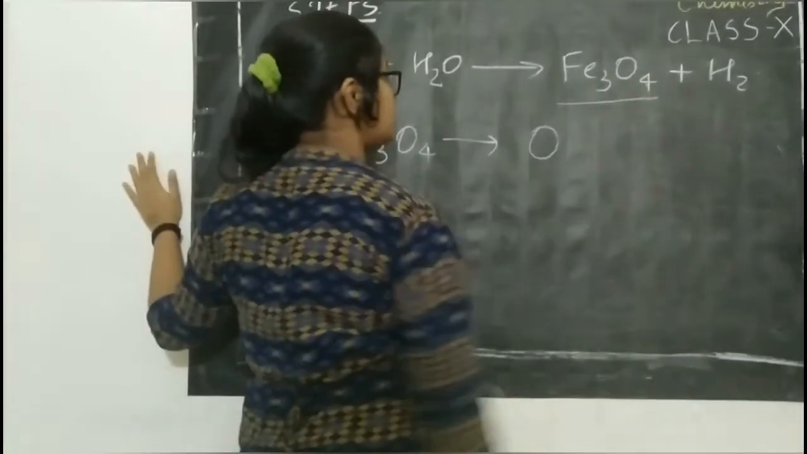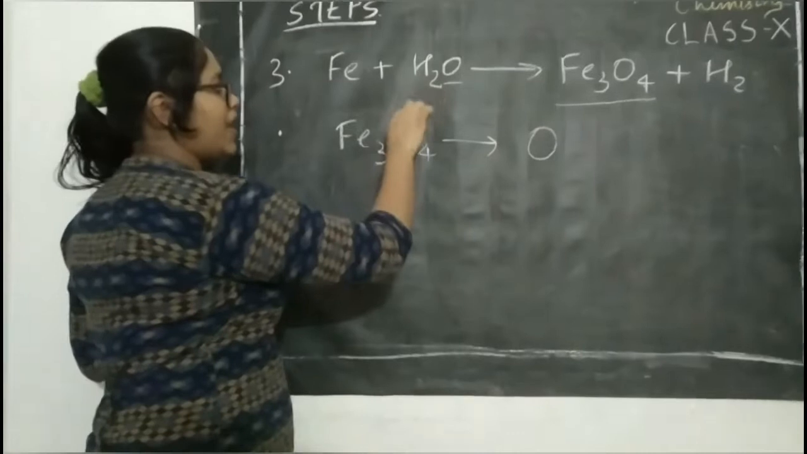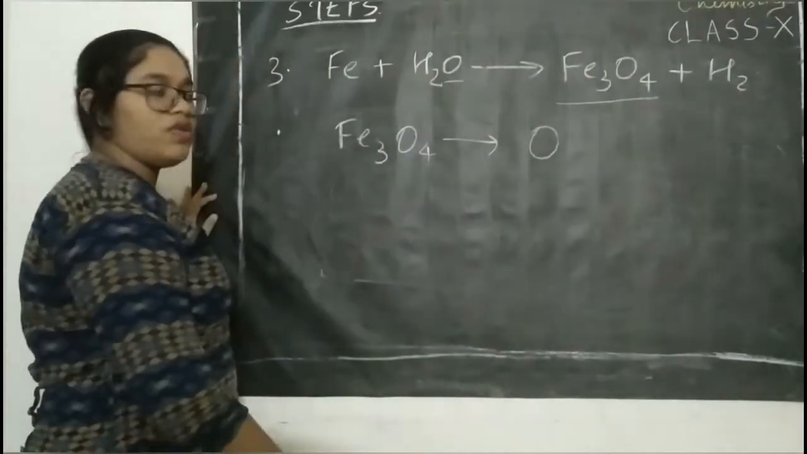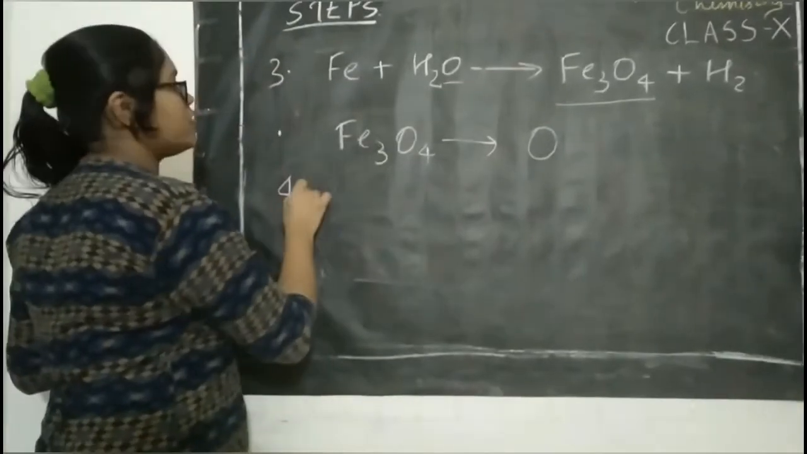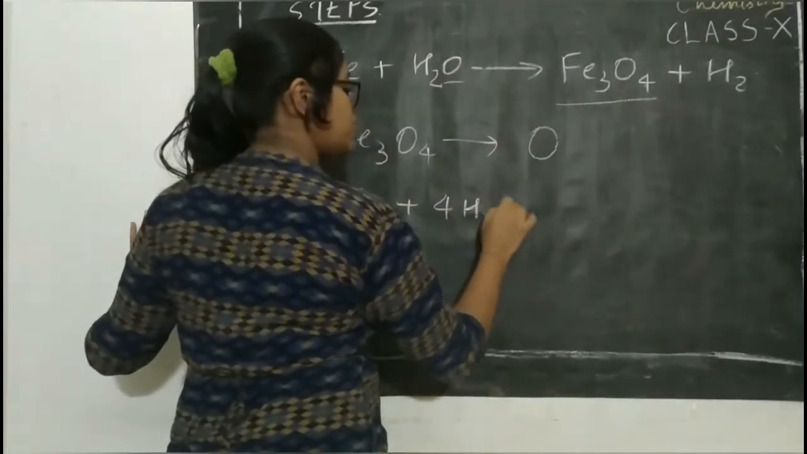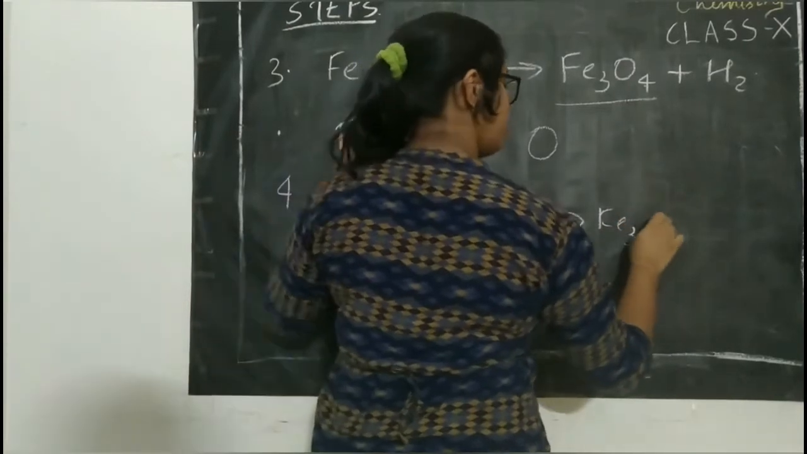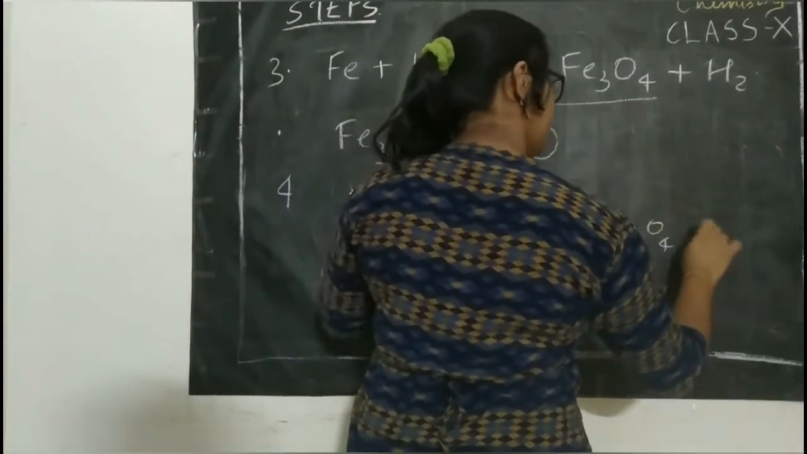Here we have 4 oxygen. Here we have only 1. So we will multiply the H2O with 4. That is our fourth step. Fe plus 4 H2O gives Fe3O4 plus H2.